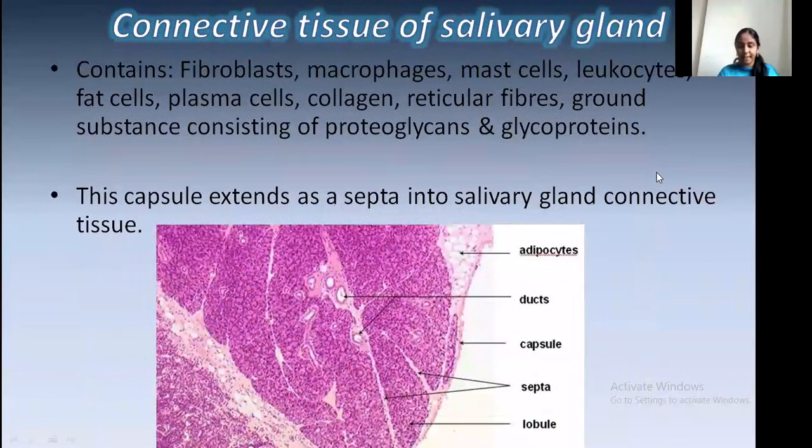Connective tissue of the salivary glands. It contains fibroblasts, macrophages, mast cells, leukocytes, fats, plasma cells, collagen, reticular fibers, ground substance consisting of proteoglycans and glycoprotein. Now, something to pay attention to about connective tissue of salivary glands is that it has a capsule. If you can see in this diagram, it has a capsule which extends as septa. These light colored areas are the septa. So capsule extending as septa into the connective tissue is a feature to note in the salivary gland.